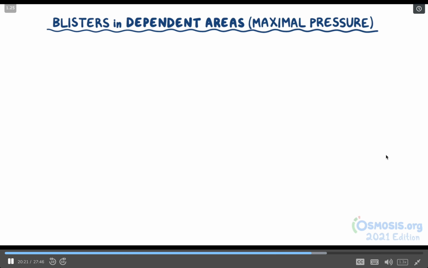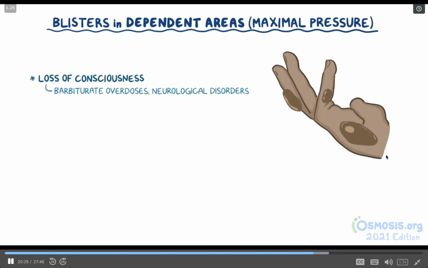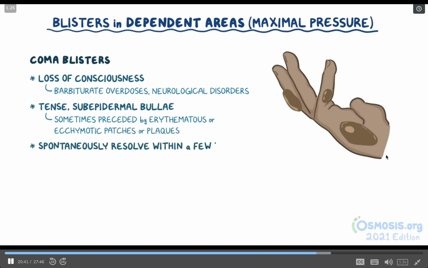Localized blistering in dependent areas may also occur in comatose individuals in the setting of loss of consciousness, like in barbiturate overdoses and neurological disorders. Coma blisters are tense, subepidermal bullae, sometimes preceded by erythematous or ecchymotic patches or plaques. The blisters spontaneously resolve within a few weeks.